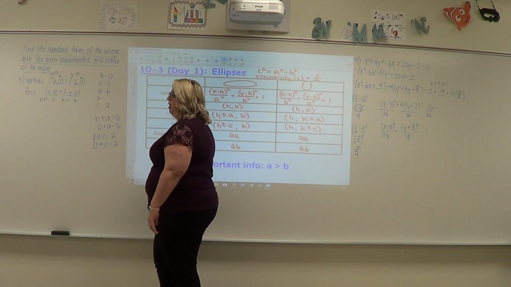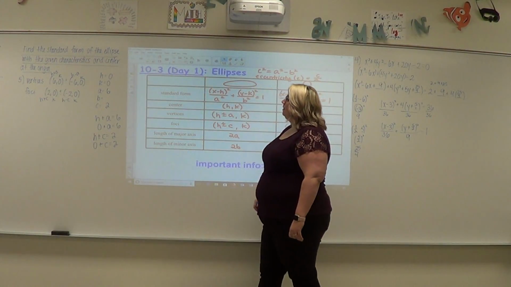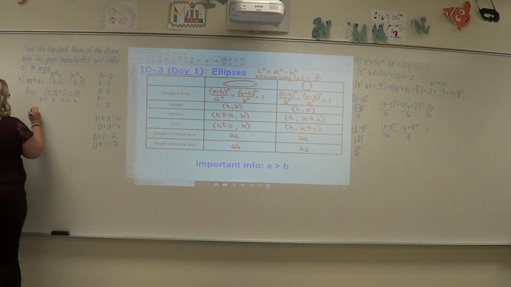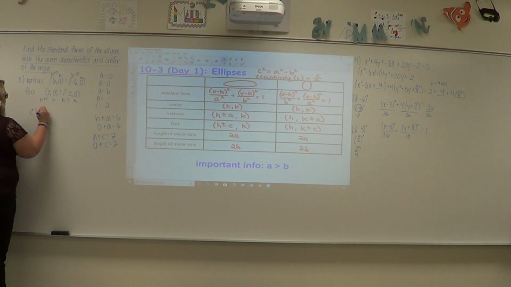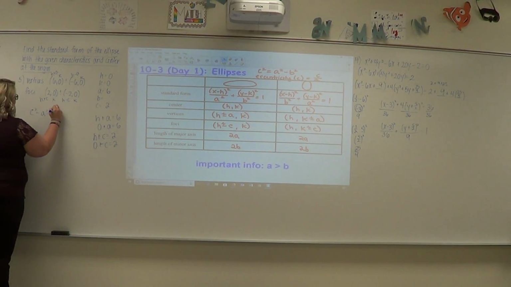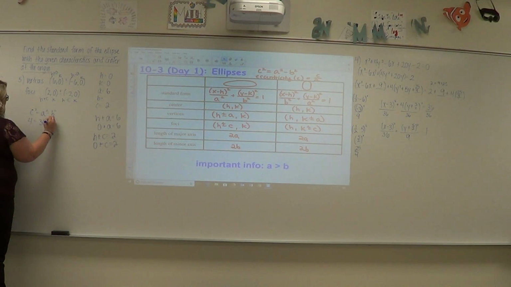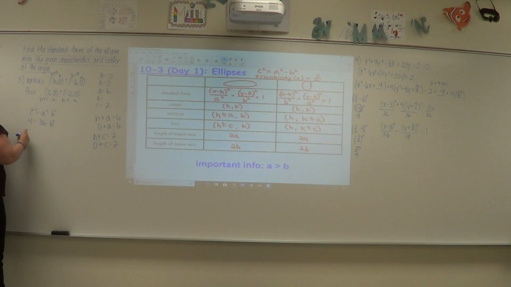Okay, how would I find B? C squared equals A squared minus B squared. So 4 equals 36 minus B squared. Subtract 36, divide by negative 1. So I know B squared is 32, so B is the square root of 32.